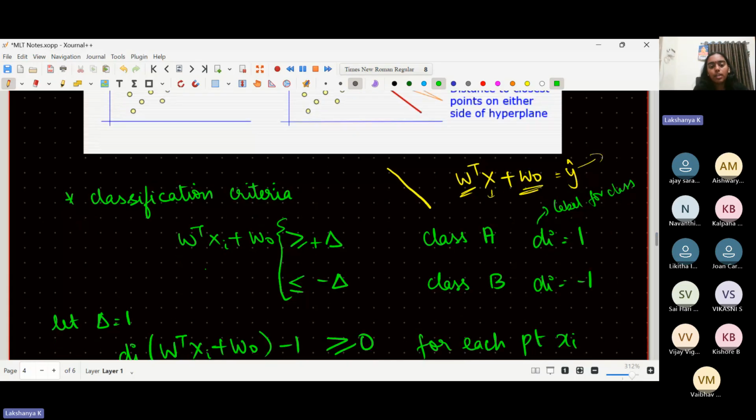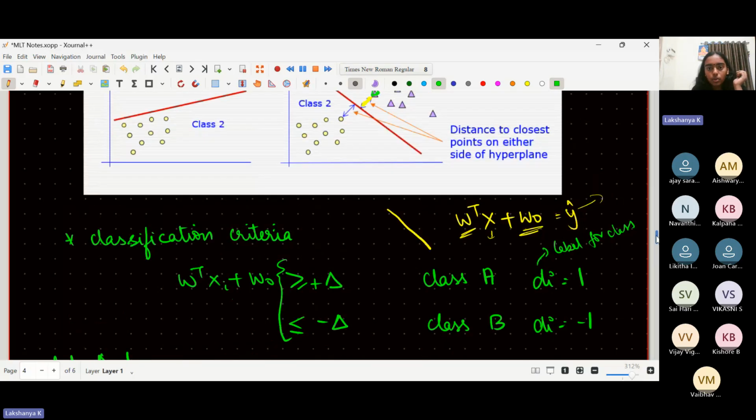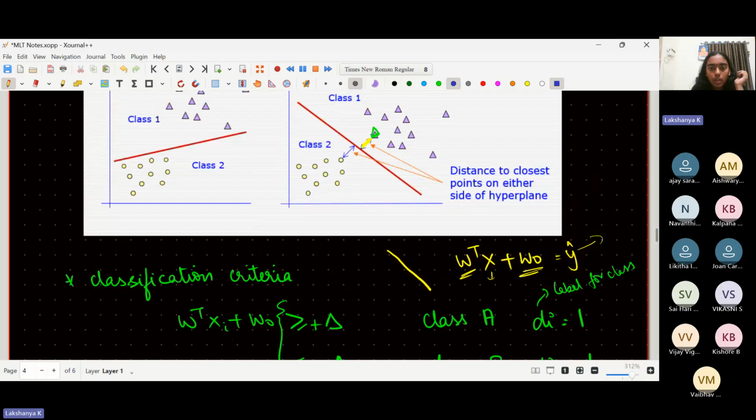Similarly, if W transpose Xi plus W naught is less than or equal to minus delta. So this distance along the positive direction, I'm calling plus delta. This distance along the negative direction, I'm calling minus delta. If it is along this side, the class label is going to be -1. If it's along this side, the class label is going to be 1. That is what this expression is saying, right?